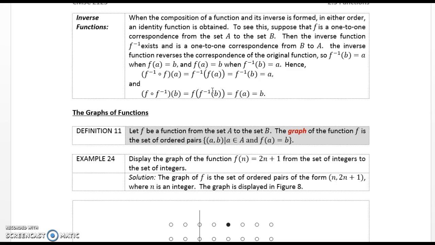Hence, f inverse composition f of a is equal to f inverse of f of a, which is equal to f inverse of b, which is equal to a. And f composition f inverse of b is equal to f of f inverse of b, which is equal to f of a, which is equal to b.